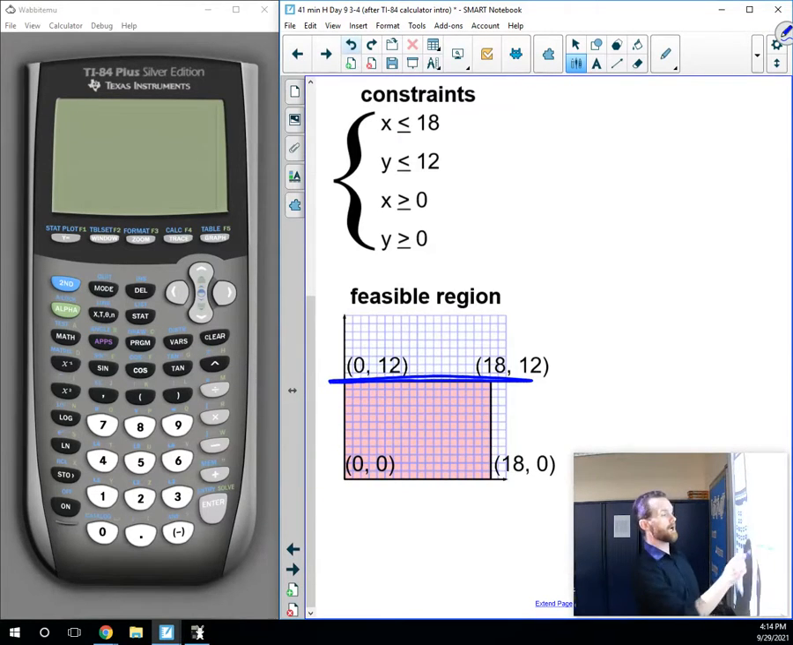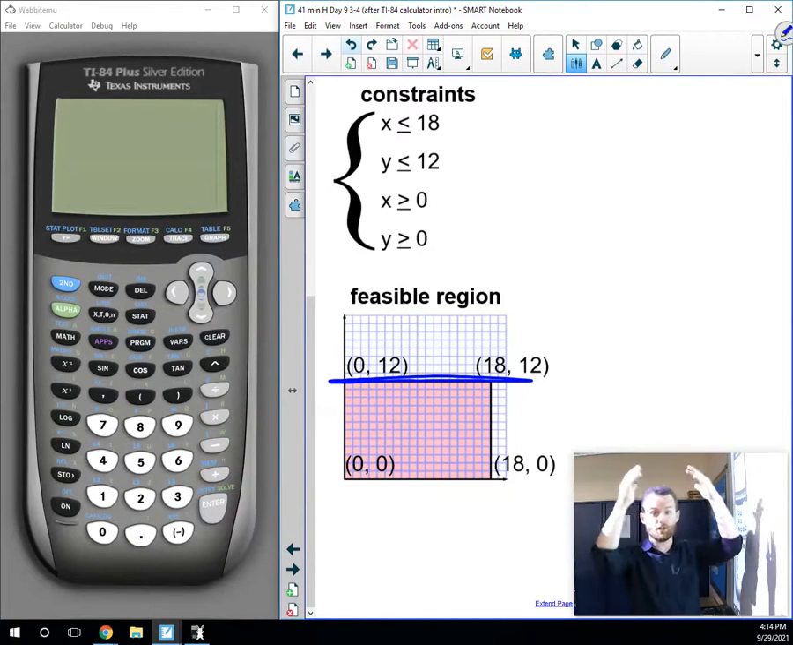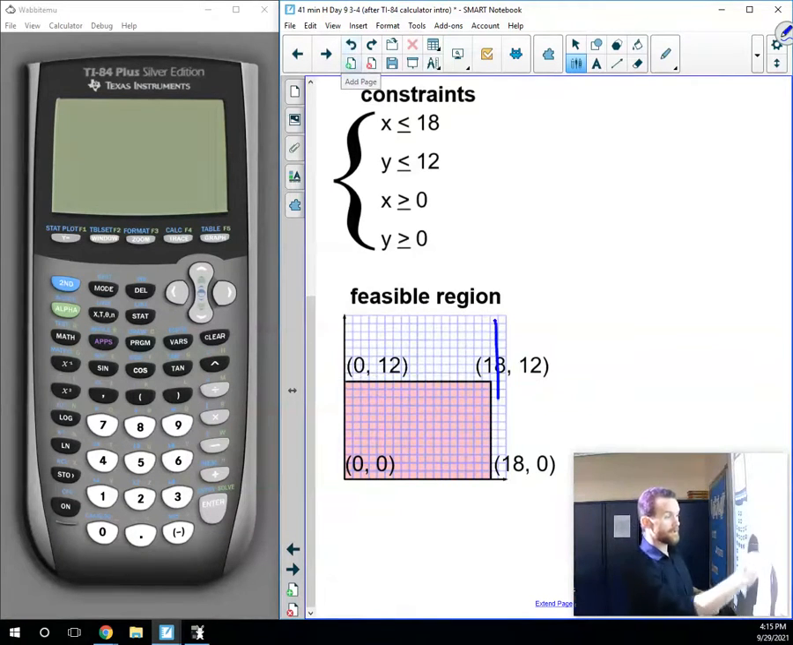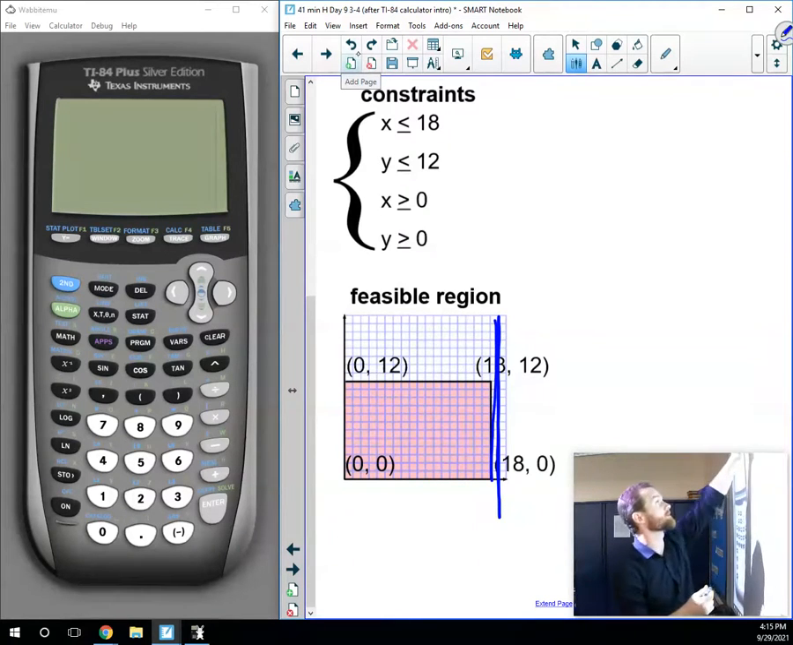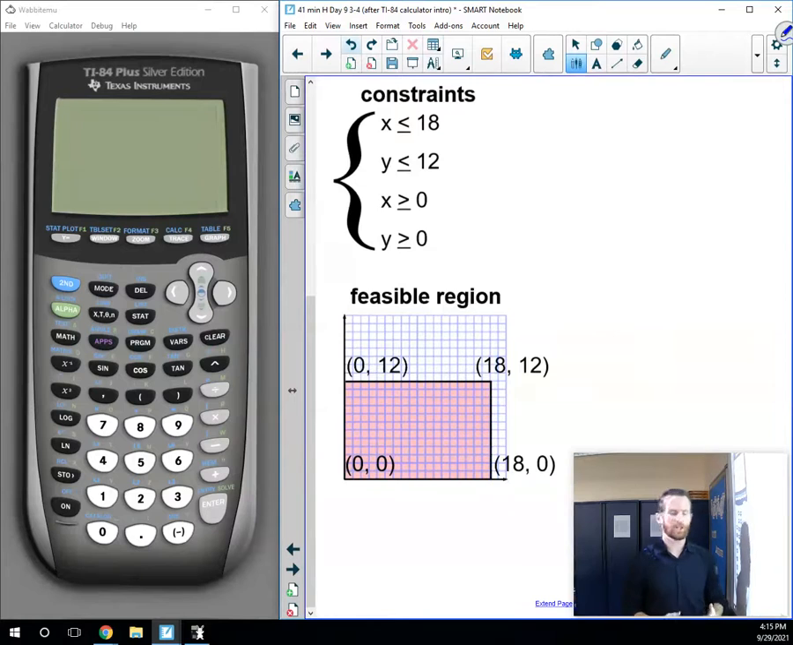So this is the line Y equals 12, so we're shading below that line. This is the line X equals 18, and we shade to the left of it because X must be smaller than that. So we end up with that shaded region. So all of the ordered pairs in here are possible solutions.